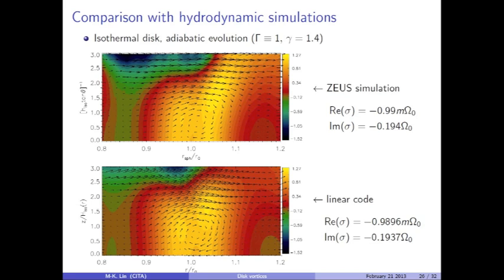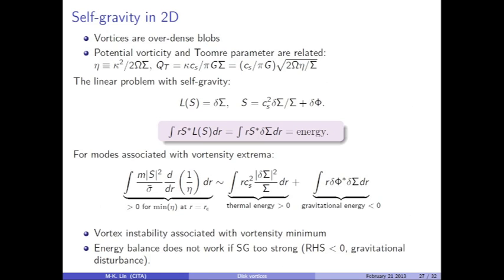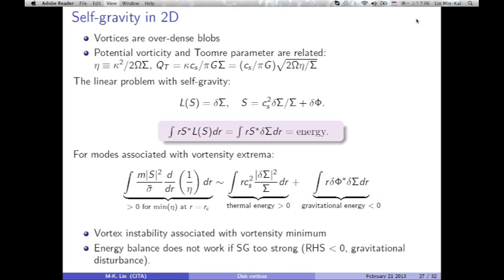Now, okay, so that's essentially most of what I wanted to say. I want to now jump a little bit into a slightly different issue, and that's self-gravity. I haven't talked about self-gravity in this problem, but we ought to talk about self-gravity because these vortices, at the end of the day, they are just these overdense blobs of fluid going around the disk, right?